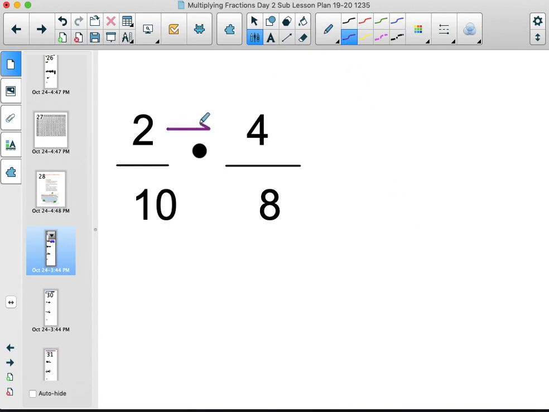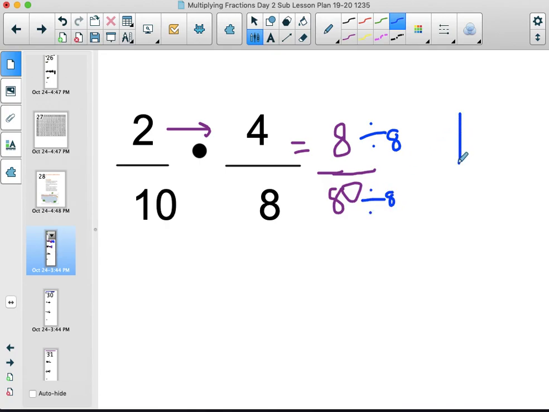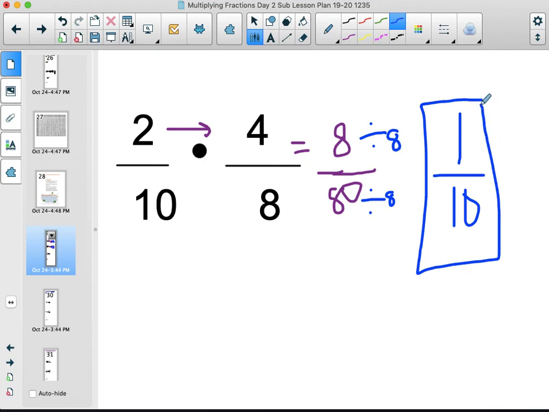All right, we are going to multiply the numerators together. 2 times 4 is 8. And 10 times 8 is 80. If we're going to simplify this, I can realize that maybe I divide both by 8. And I'm going to get an answer of 1/10. That's the simplified answer.